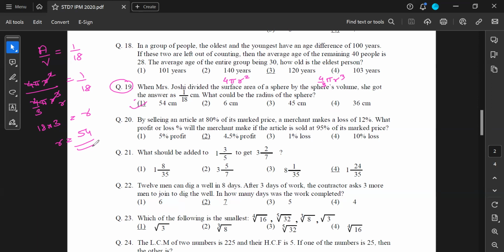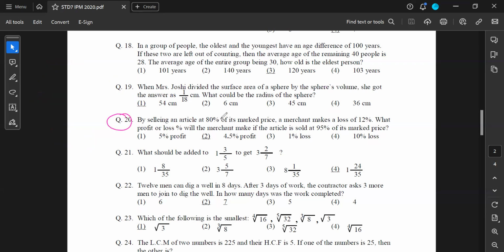Okay, let's proceed to the next question. By selling an article at 80% of its marked price, a merchant makes a loss of 12%. So the selling price is 80% of the marked price. I'll call the marked price M. Makes a loss of 12%.